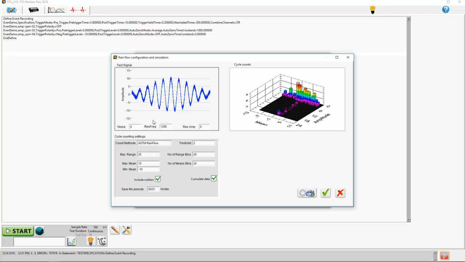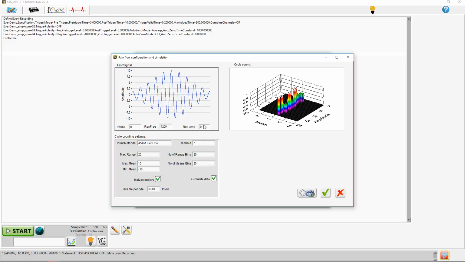Let's make the signal nice and clean, and we have a very nice count. Let's have a look at the signal first. The signal is plus or minus 10 microstrain, or 10 units. Basically, monitor always runs in arbitrary units. So we have here 10 units, but if strain gauges are used, it will be 10 microstrain. The signal moves between plus 10 and minus 10.